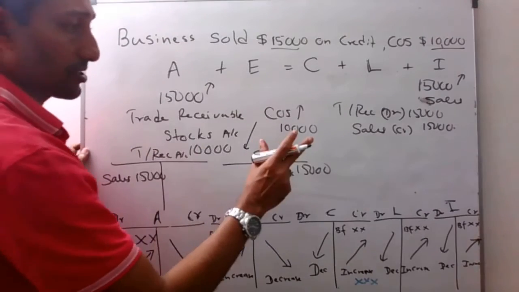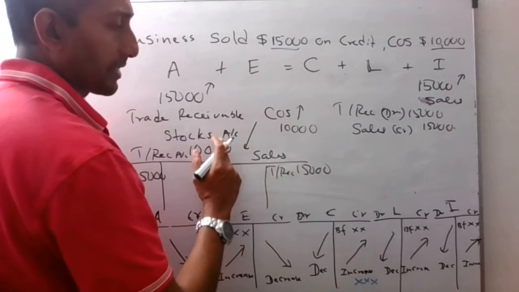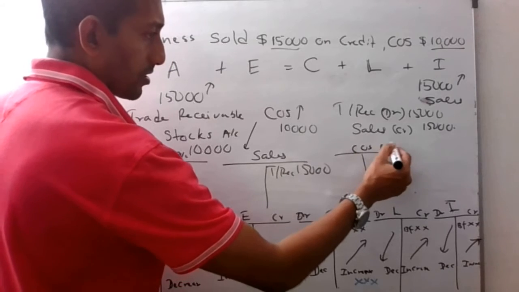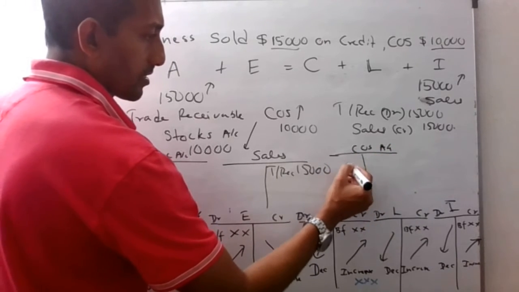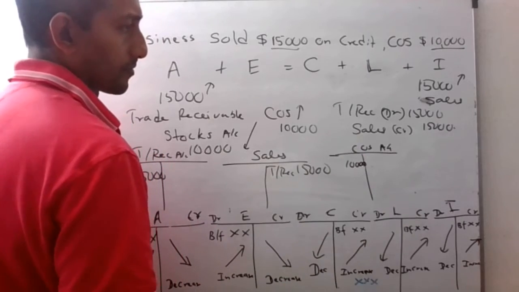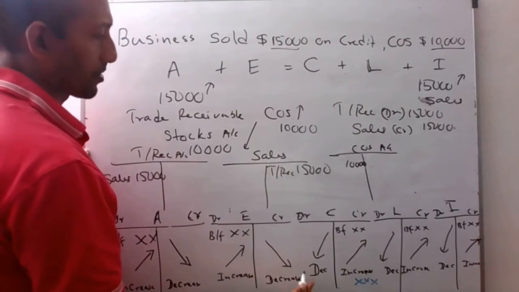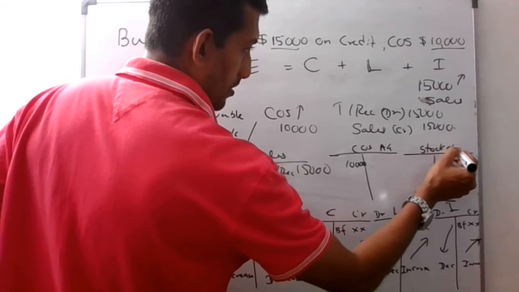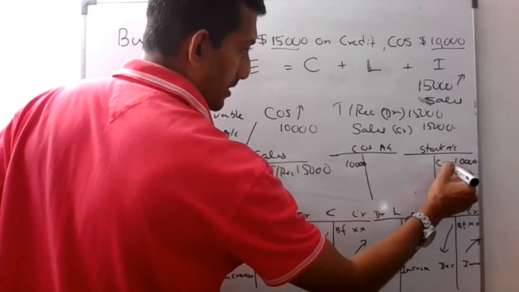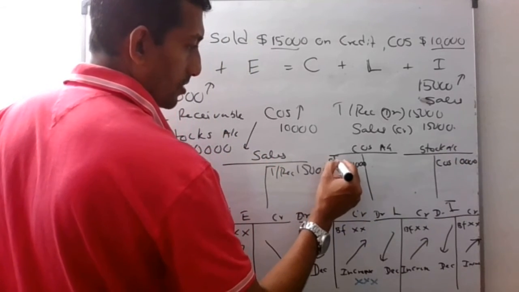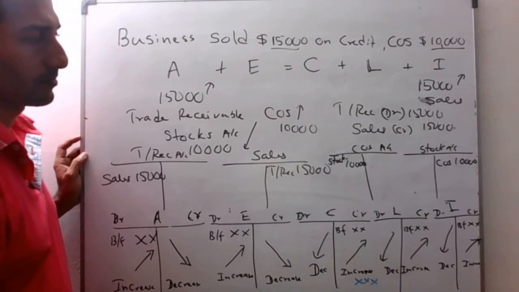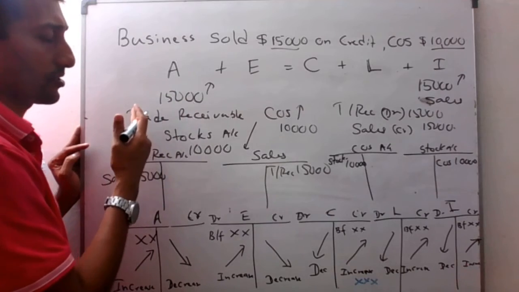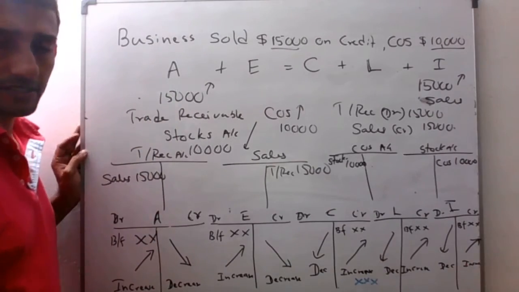So if I may show the cost effect, the cost is increasing by 10,000. So it's an expense. So cost of sales account is increasing by 10,000. And at the same time, my stocks is reducing by 10,000. So an asset account of stocks is going to reduce by 10,000. So I'll write here cost of sales and I'll write here stocks. So in credit, the only difference you can see from cash sale, you will find trade receivables.